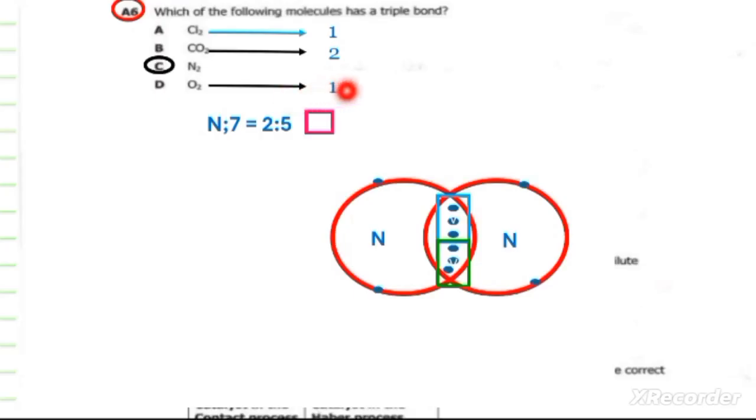For oxygen here, we should have two electrons, not one.